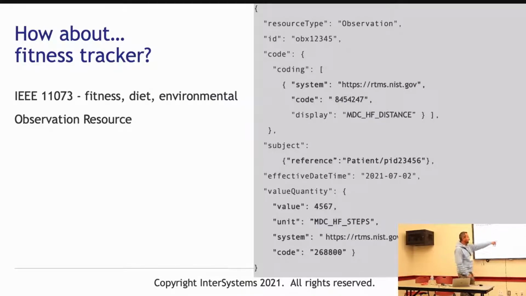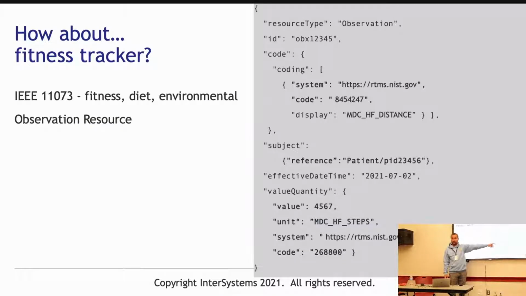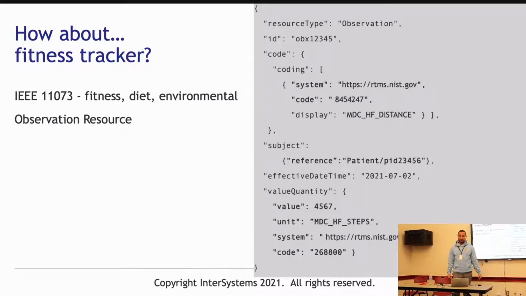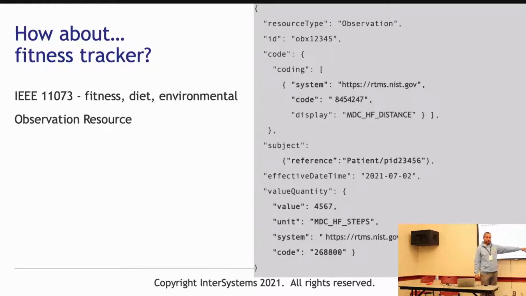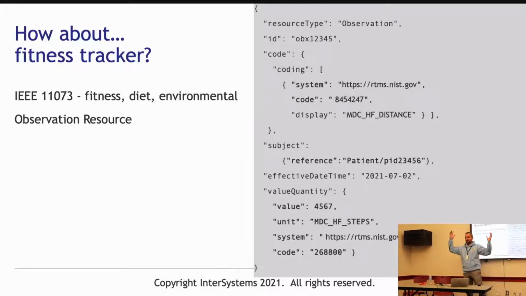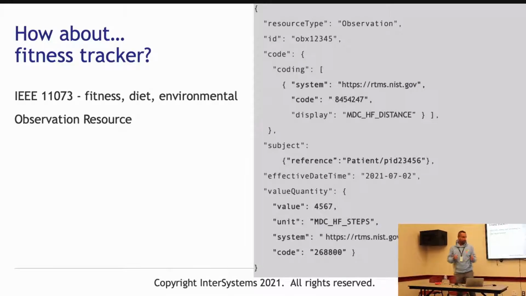So this is how your observation would look if you are to include coded data from the fitness tracker. Just a different coding system, but this is the number of steps. You need to do 10,000, you didn't do that. Your physician would not be happy with you. But this is what tells the physician that this is a number of steps.